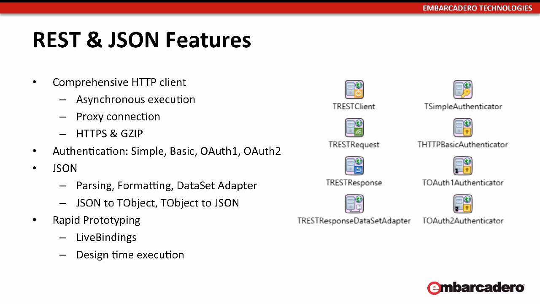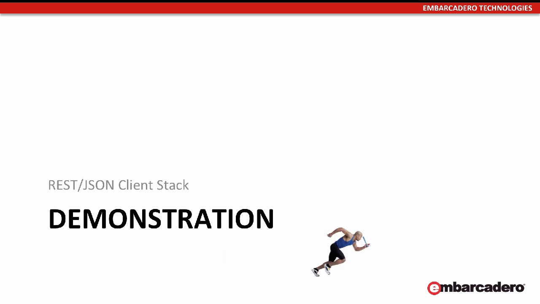The other really cool feature is the dataset adapter. What this will do is take REST data that is in a tabular format, so kind of like data you would get from a database, and adapt it into a dataset so that you can easily bind it to your application. All this is bound together with support for live bindings and design time execution. So let's go ahead and take a look at the REST JSON client stack in action.